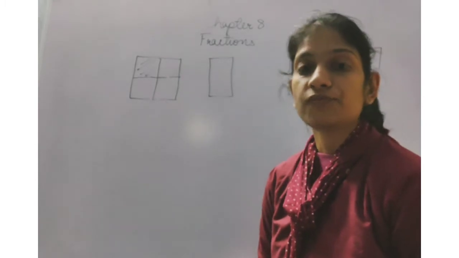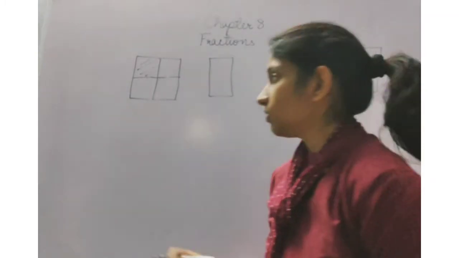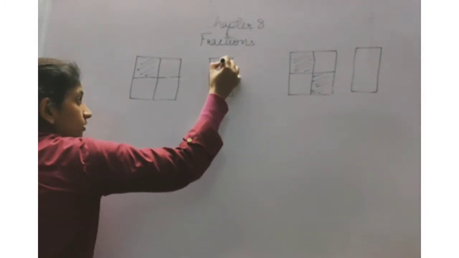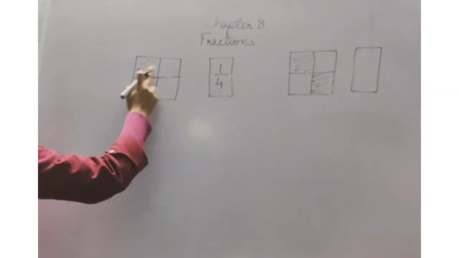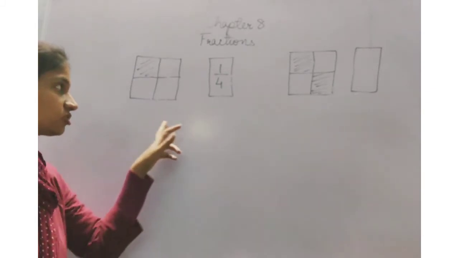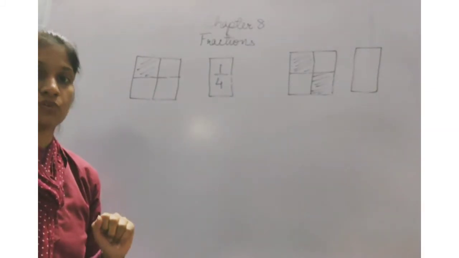So what will be the fraction of the sandwich that you have eaten? 1 out of 4. You have eaten only one piece out of all the 4 pieces. So the fraction would be 1 upon 4.